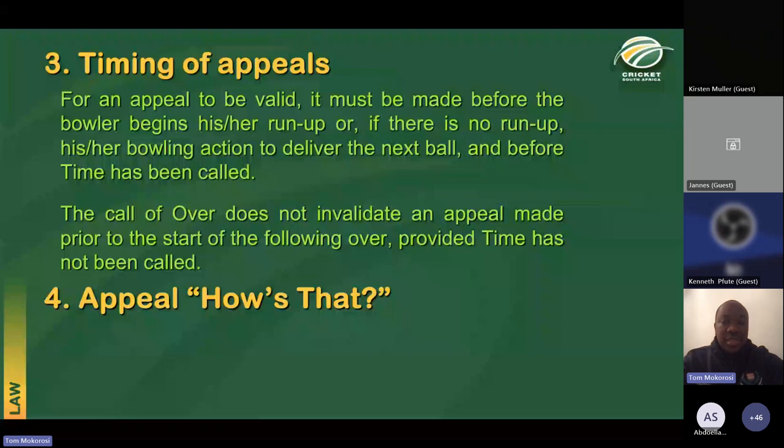And of course, all of this is in lime green, so it means it is tested in the Level 1 Cricket South Africa umpire exam that you will be attempting after the end of this course. Quite importantly, the call of over does not invalidate an appeal made prior to the start of the following over, provided that time has not been called.